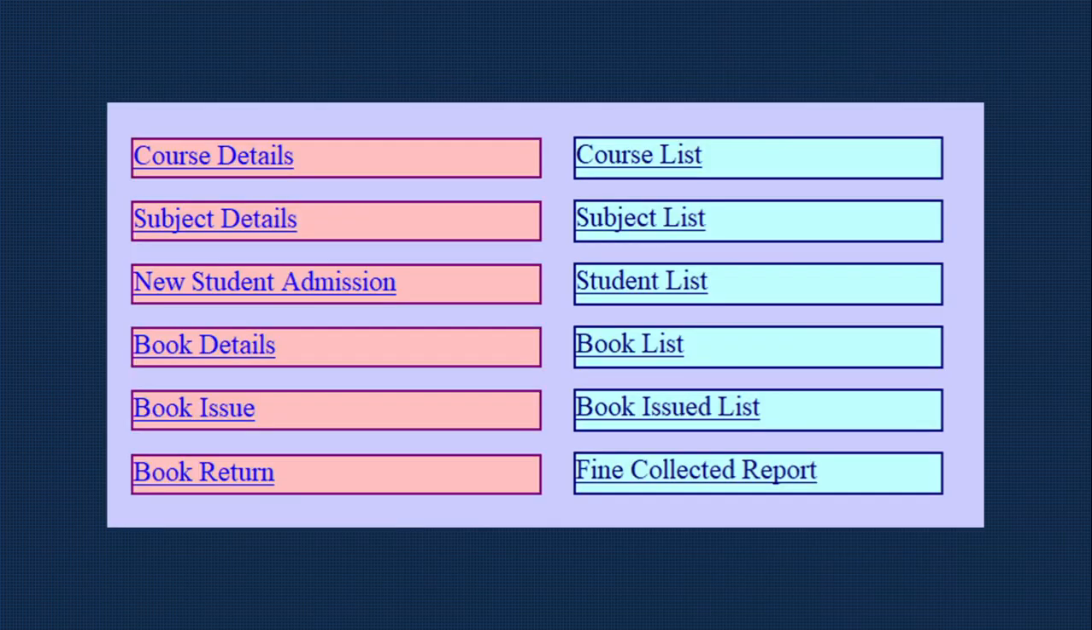In the admin module, these are the options provided. We can enter the course details, what courses are available in the college and the corresponding list, and the subject details. In each course, we can enter the subjects. Then new student details can be entered here. Then book details, which is important. All the books need to be entered via book details. Then this is the book issue, so you can issue the book to the student. Here it shows the book issued list. Then book return: when the student brings back the book, we can collect it back. And if any fine is collected, this is the report to check the fine collected.